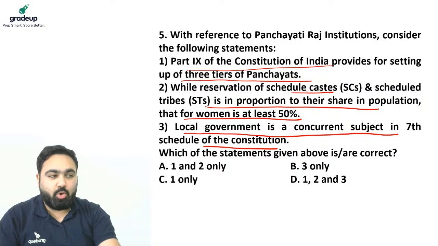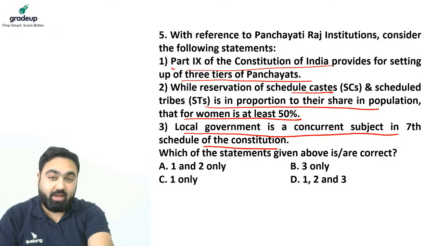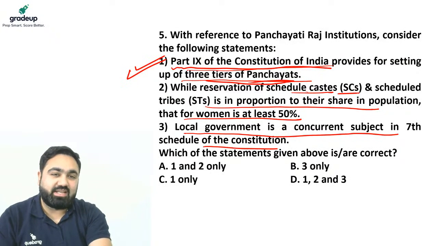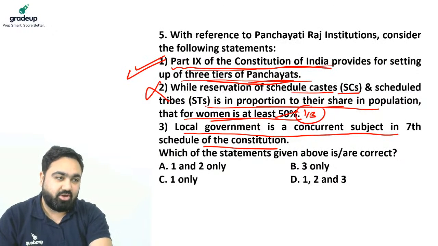Let's see. Point number one. Part 9 of the Constitution says that a three-tier panchayat should be set up. This is absolutely correct. Second, reservation for SC, ST is in proportion to their population. For women, it is 50%. No, for women, it is one third, not 50%. So second is incorrect.